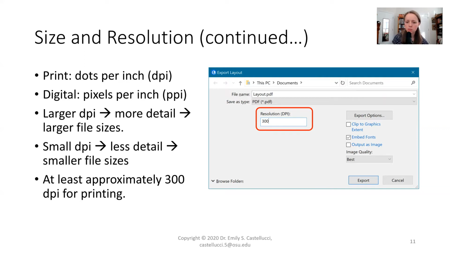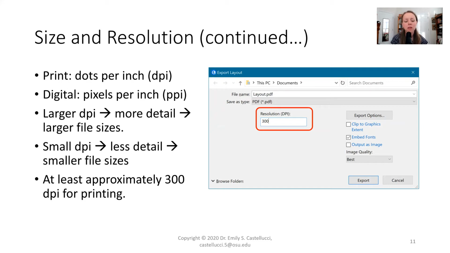Now, how does DPI work? Well, the larger the DPI, the more dots you're going to have per inch. That means that you're going to have the possibility of greater detail, and that's going to lead to larger file sizes. On the flip side, if you have a small DPI, that means fewer points are going to be drawn per inch. That's going to give you less detail and a smaller file size. And so here we have a Goldilocks and the Three Bears problem, where we want to have a DPI that's not too large, not too small, but just right.